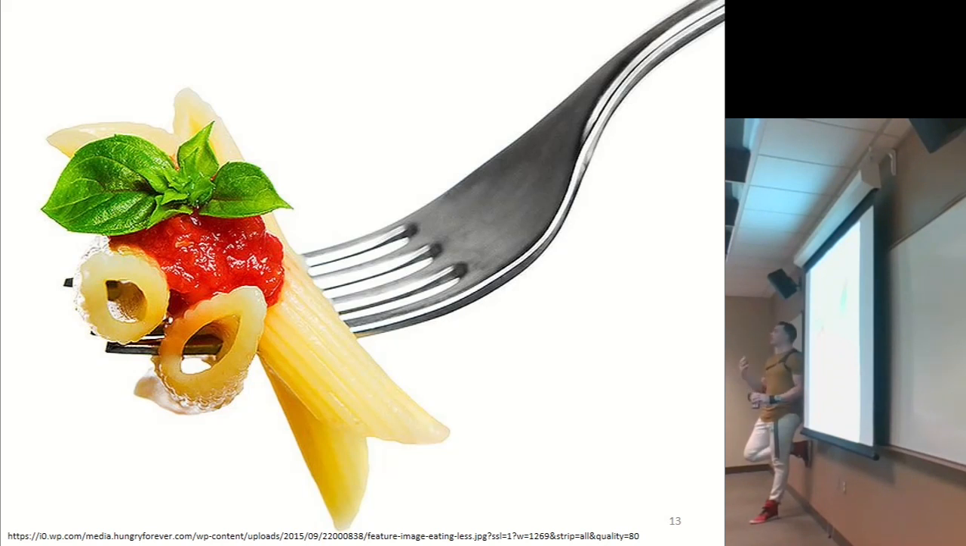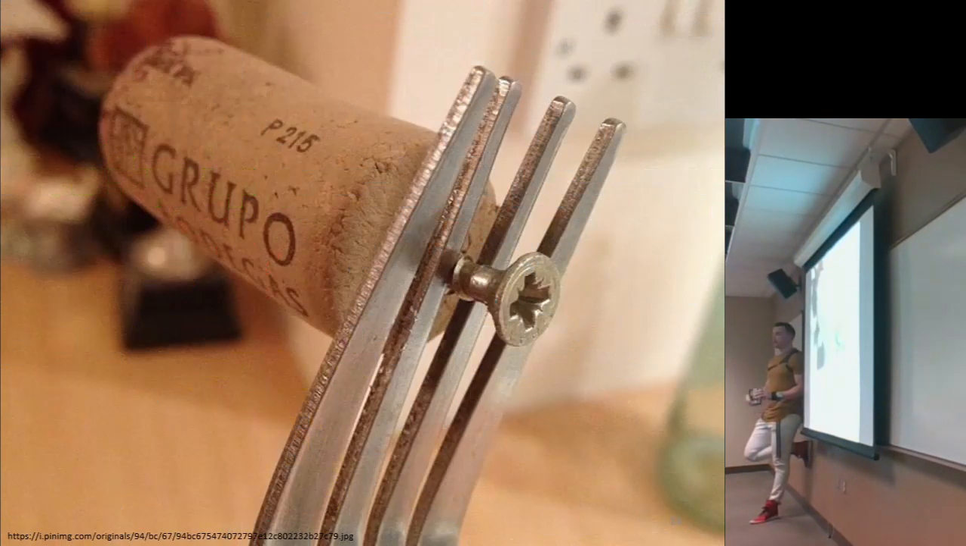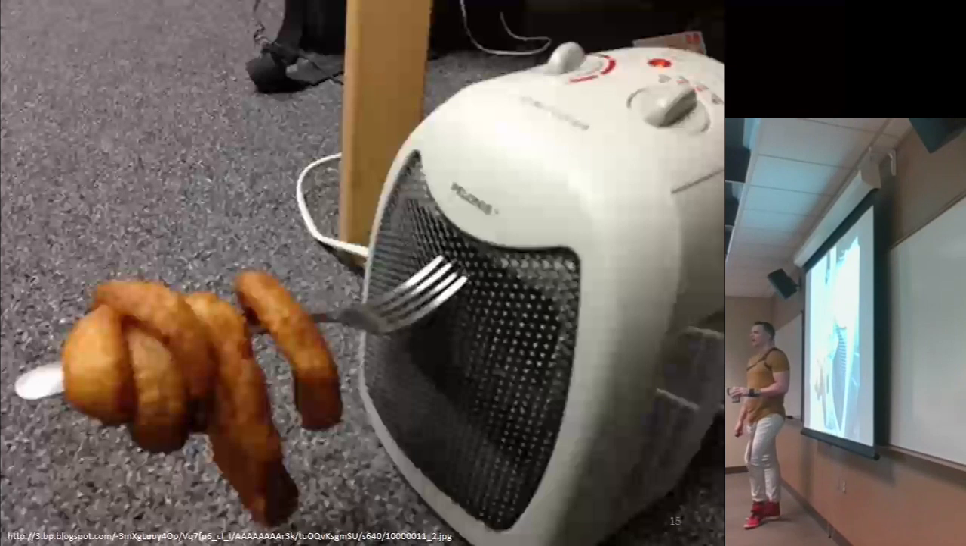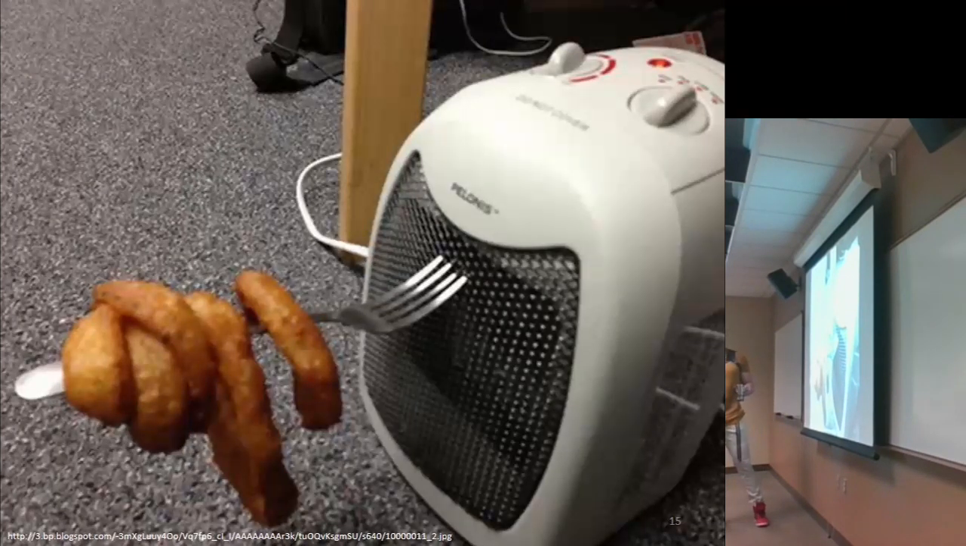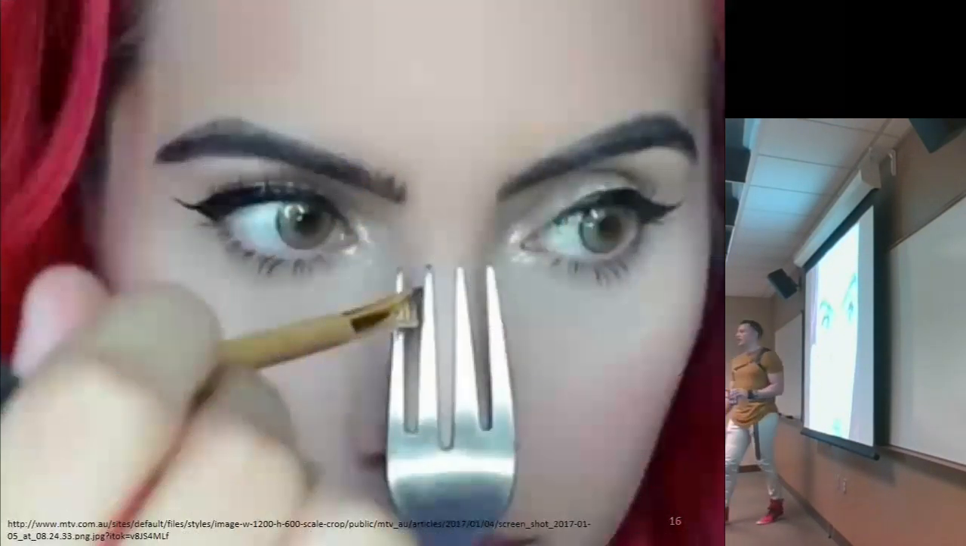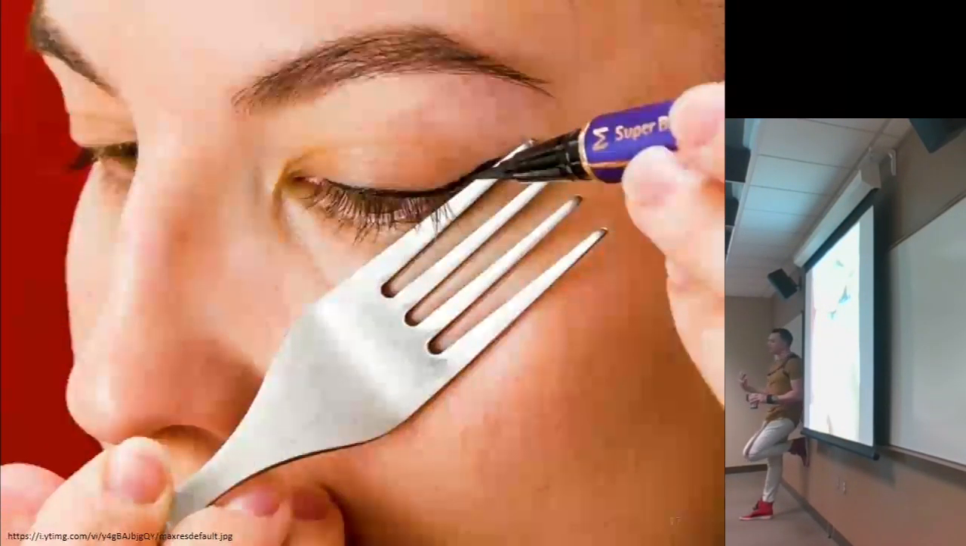So a fork can be used as a fork. That's functional fixedness. It can also be used as a corkscrew to get a cork out of a bottle. It can also be used to help you cook your onion ring. It can apparently be used for makeup. So much makeup can be done with a fork and a spoon, apparently, as well.